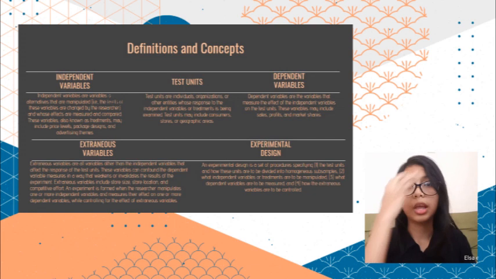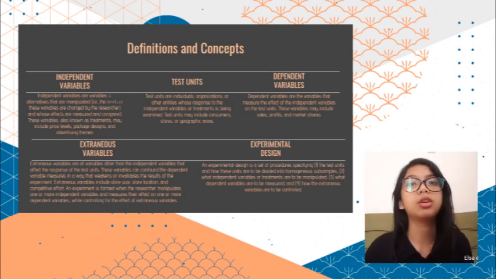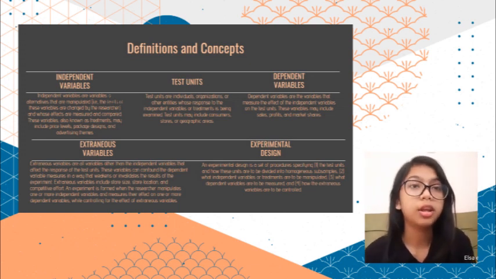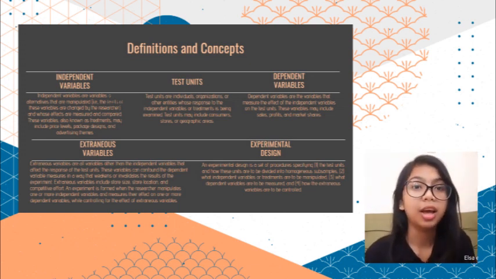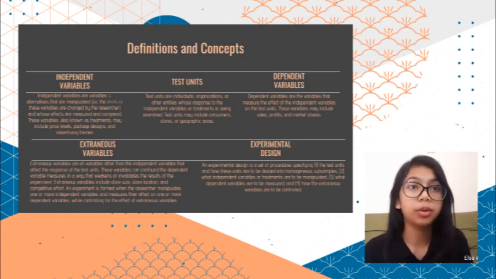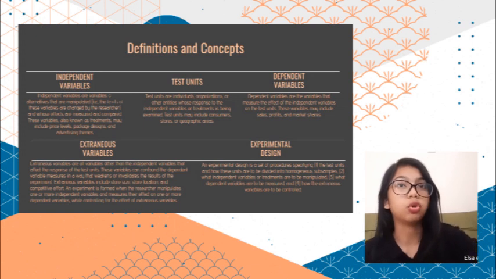Extraneous variables. Extraneous variables are all variables other than the independent variable that affect the response of the test unit. Next is experimental design. An experimental design is a set of procedures specifying, first, the test units and how these units are to be divided into homogeneous subsamples. Second, what independent variables or treatments are to be manipulated. Third, what dependent variables are to be measured. And fourth, how the extraneous variables are to be controlled.